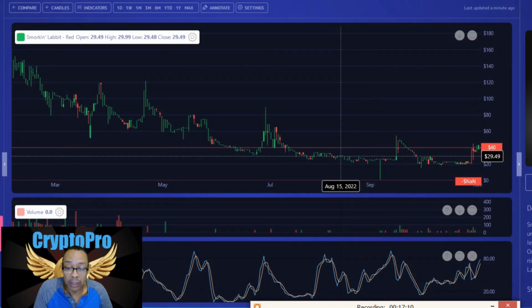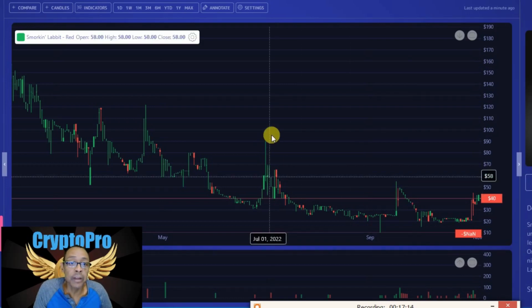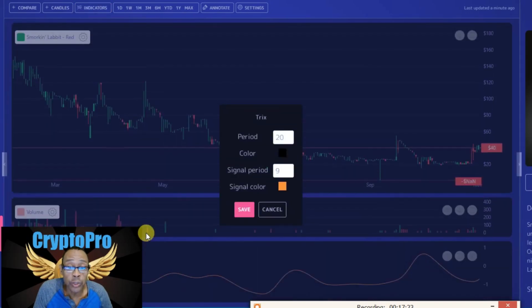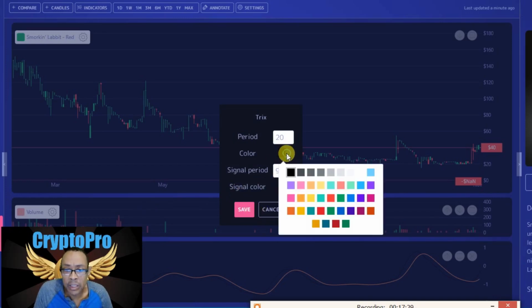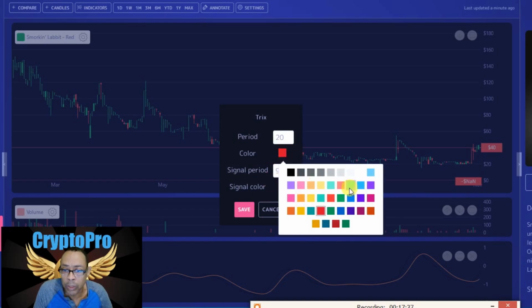Next indicator. Let's look at the TRIX. And this is my favorite one. It's similar to the stochastic, but has a much smoother line. And I think I'm going to be using this one a lot in the future. Okay, so here's the TRIX, and we're going to use an orange line for the single period. And let's try a red line maybe for the other one. Well, hold on. Let's go orange and greenish.